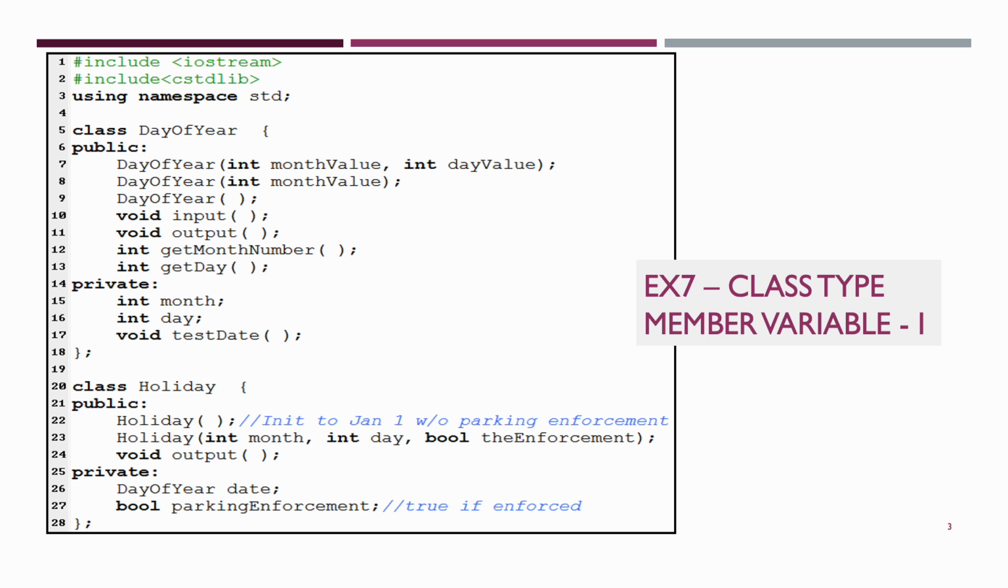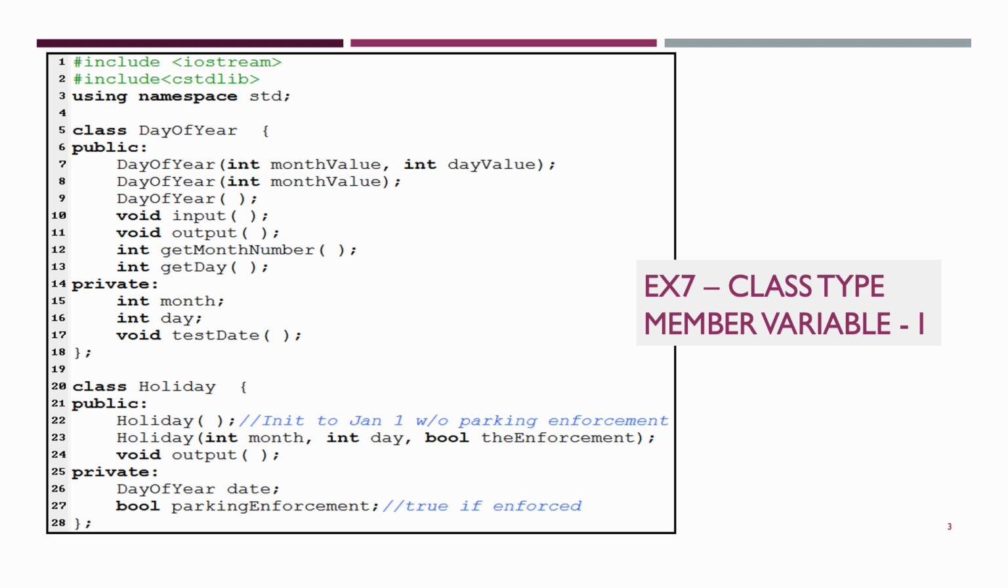So what is a composition? Composition is when one class contains an instance of another class. In this case, a holiday is composed of a day of year object. The holiday class includes its own attributes such as a boolean variable, parking enforcement, which could represent whether parking rules are enforced on the holiday. The class provides a couple of constructors.